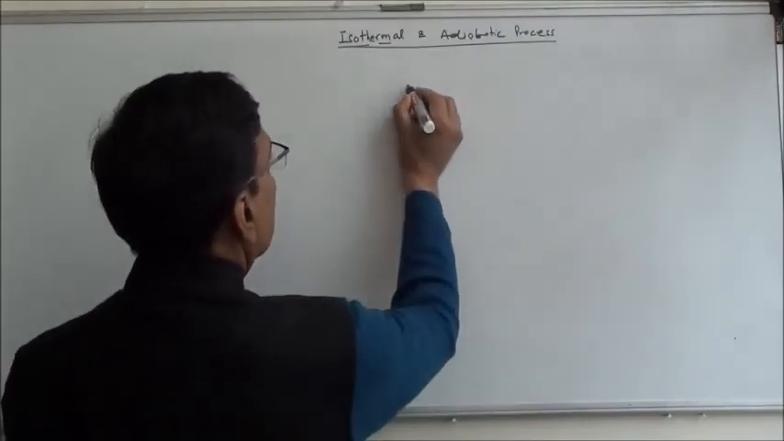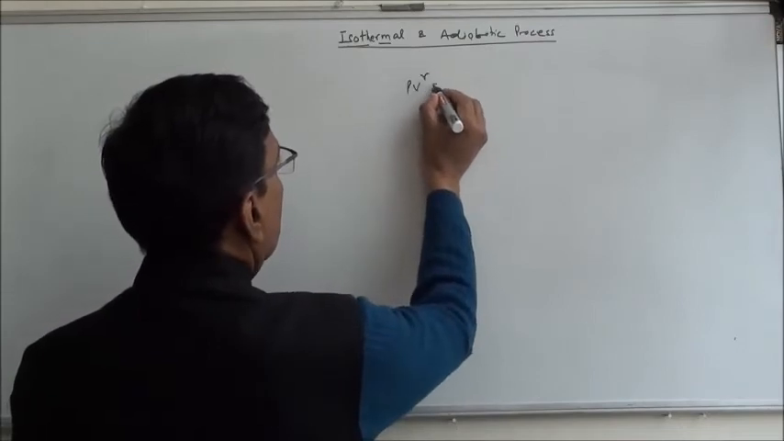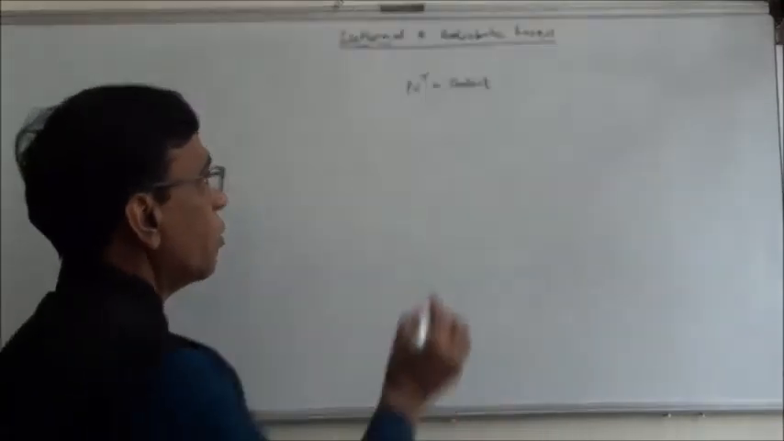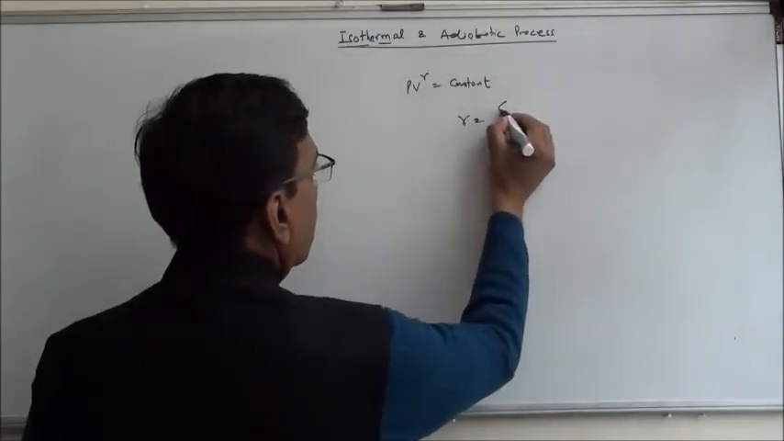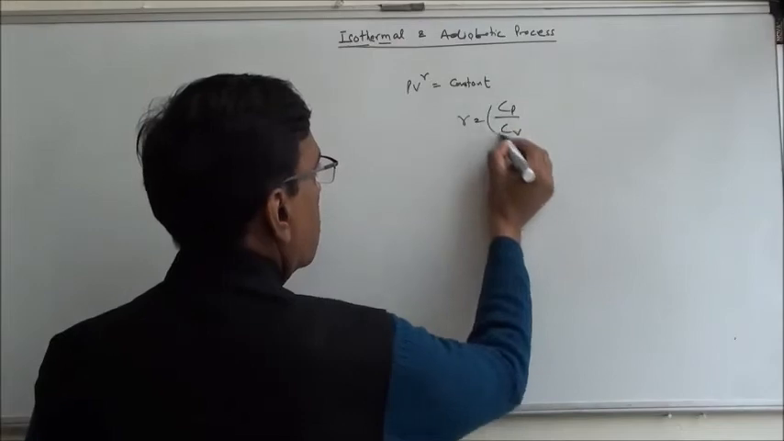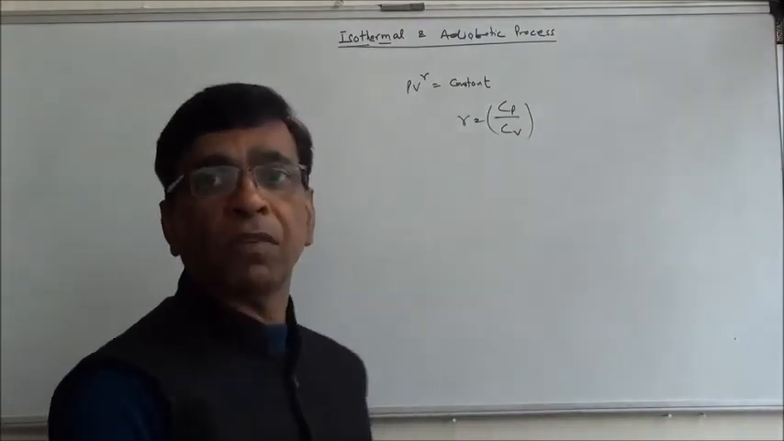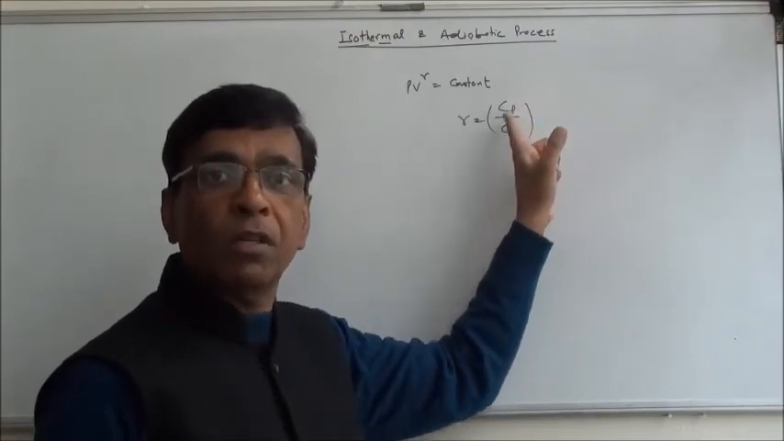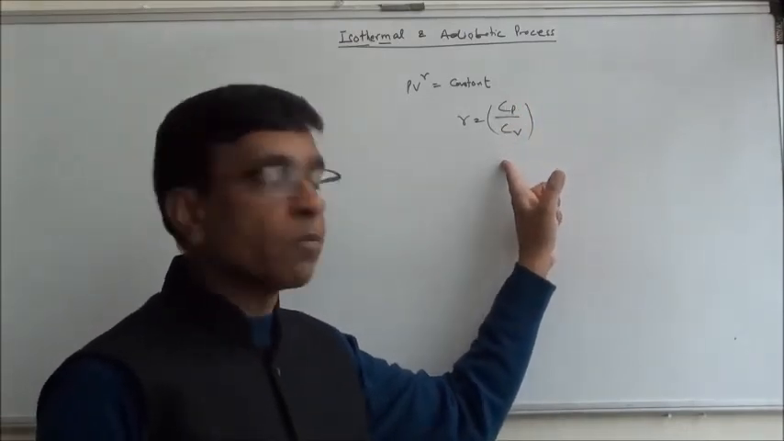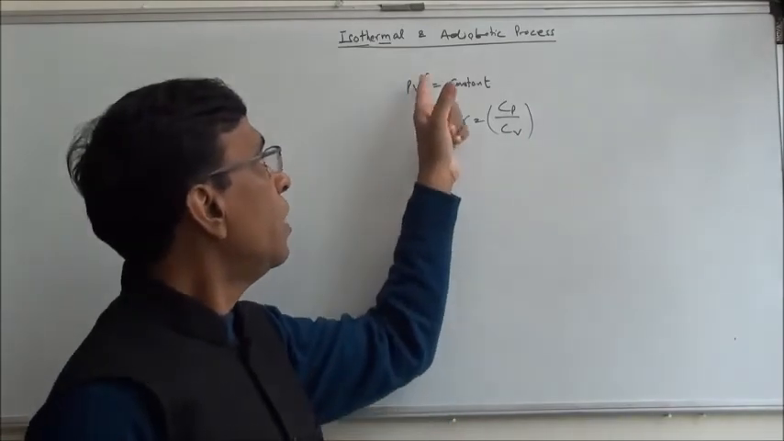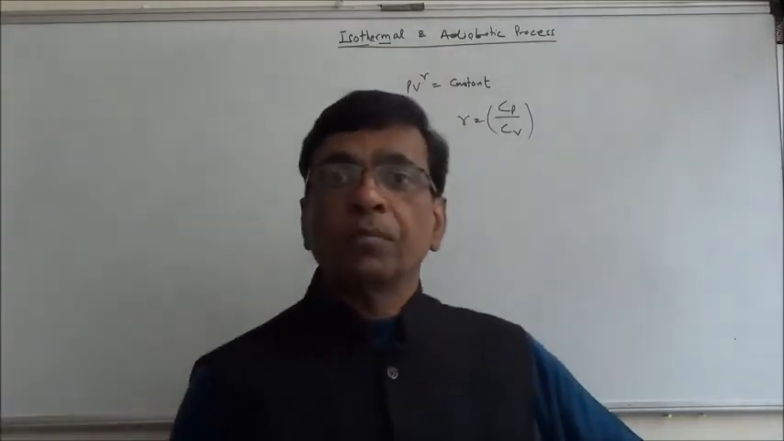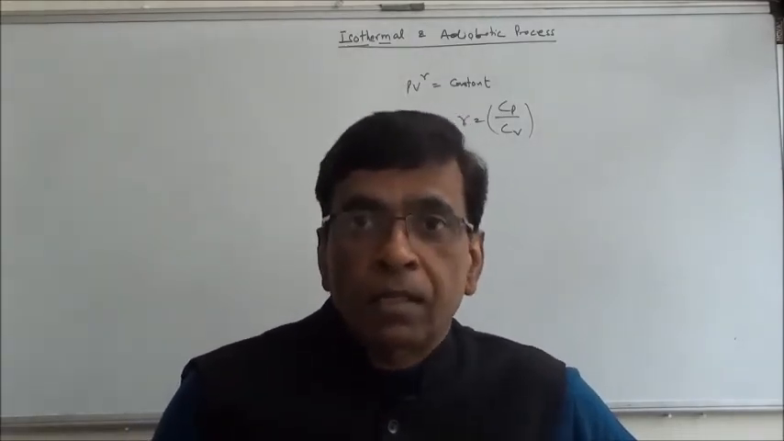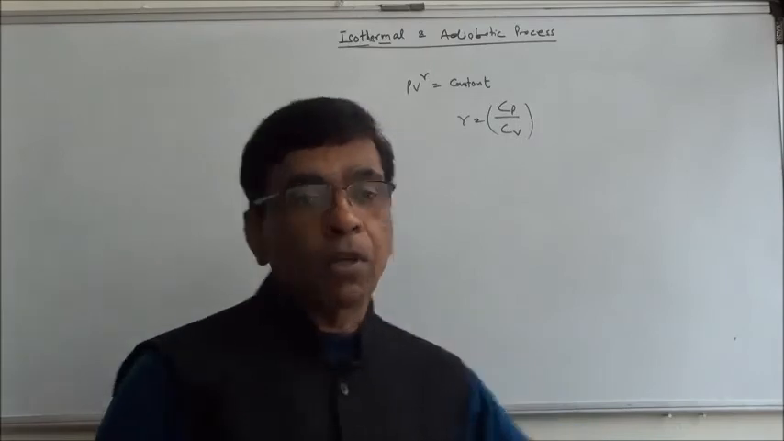For an ideal gas, the expression relating pressure and volume is this: PV raised to the power gamma, where gamma is Cp upon Cv, the ratio of the two specific heats of a gas: molar specific heat at constant pressure and molar specific heat at constant volume. This ratio is called gamma. PV^gamma is equal to constant. This is the expression relating pressure and volume for an ideal gas in an adiabatic process.